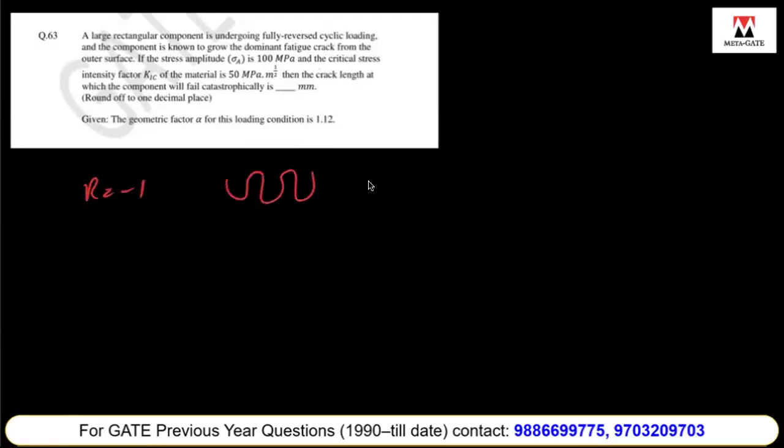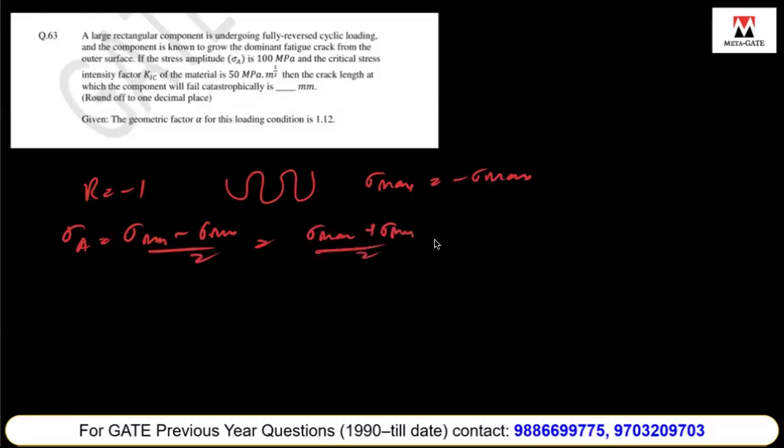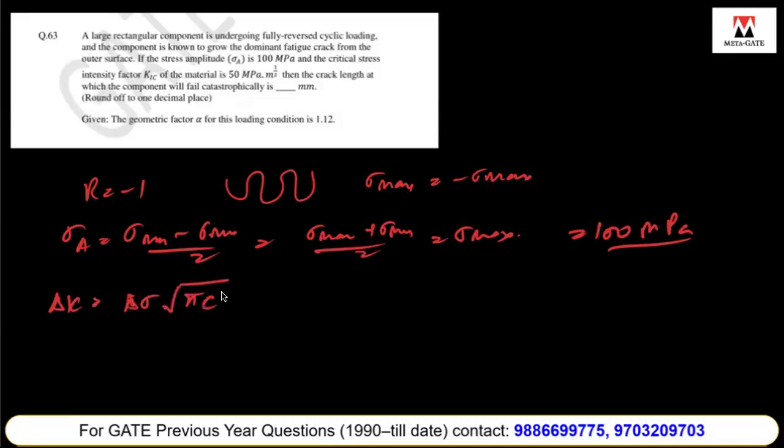So fully reversed is nothing but sigma max equal to minus sigma min. So both tension and compression will be there and they will be equal. So sigma amplitude is nothing but sigma max minus sigma min by 2, which is equal to sigma max plus sigma max by 2. So sigma max is equal to 100. You got to know it is 100. So delta K is given by delta sigma root pi c.